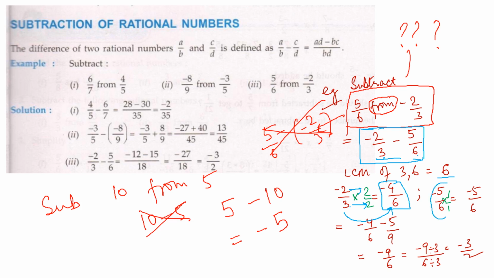Same way, minus 5 by 6 needs to be changed to minus 5 by 6. So it will be same. Now what I have done? Minus 4 by 6 minus, this should be minus 5 by 6. So then it will be minus 9 by 6, which will be reduced to minus 3 by 2. I have done here. You will divide both of them with the 3 and you'll get the answer as minus 3 by 2.